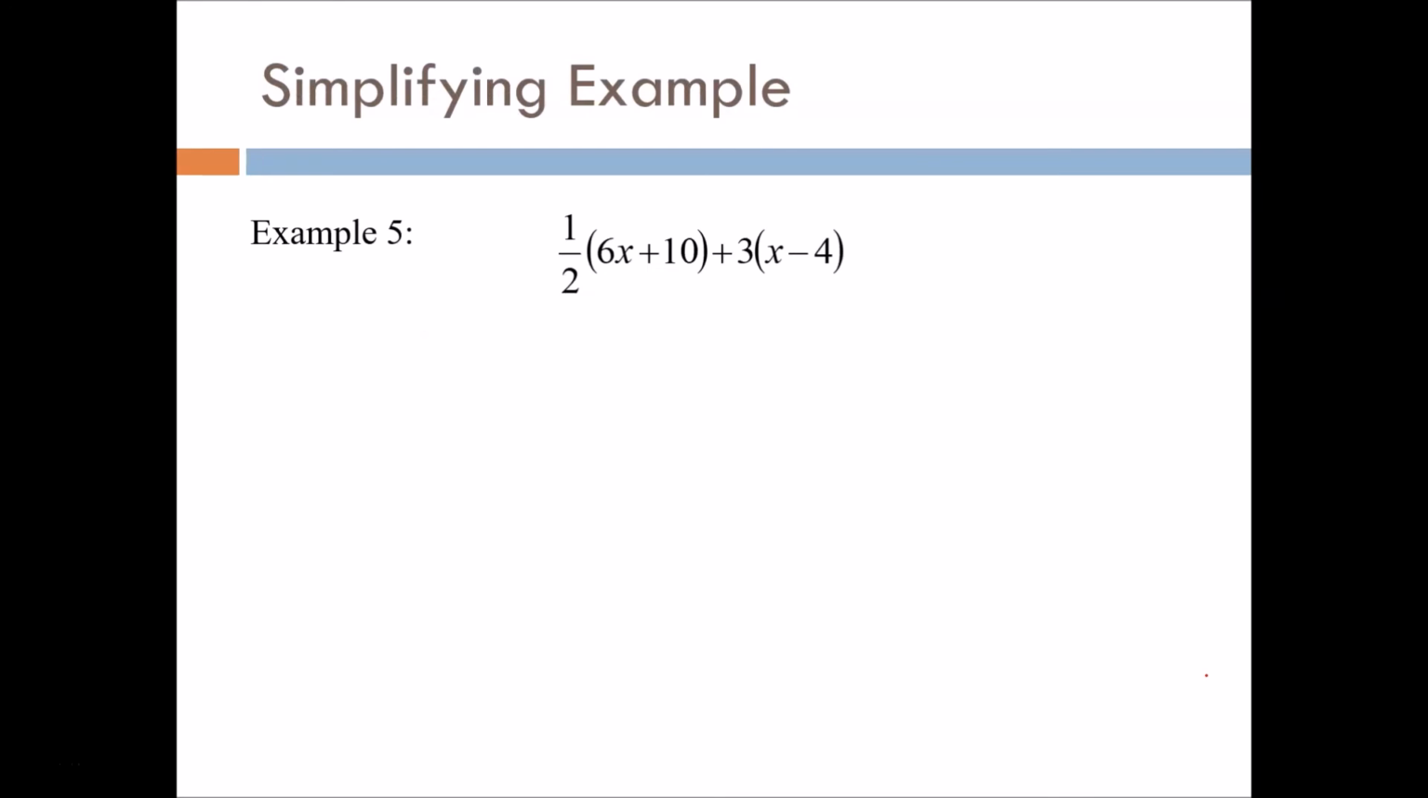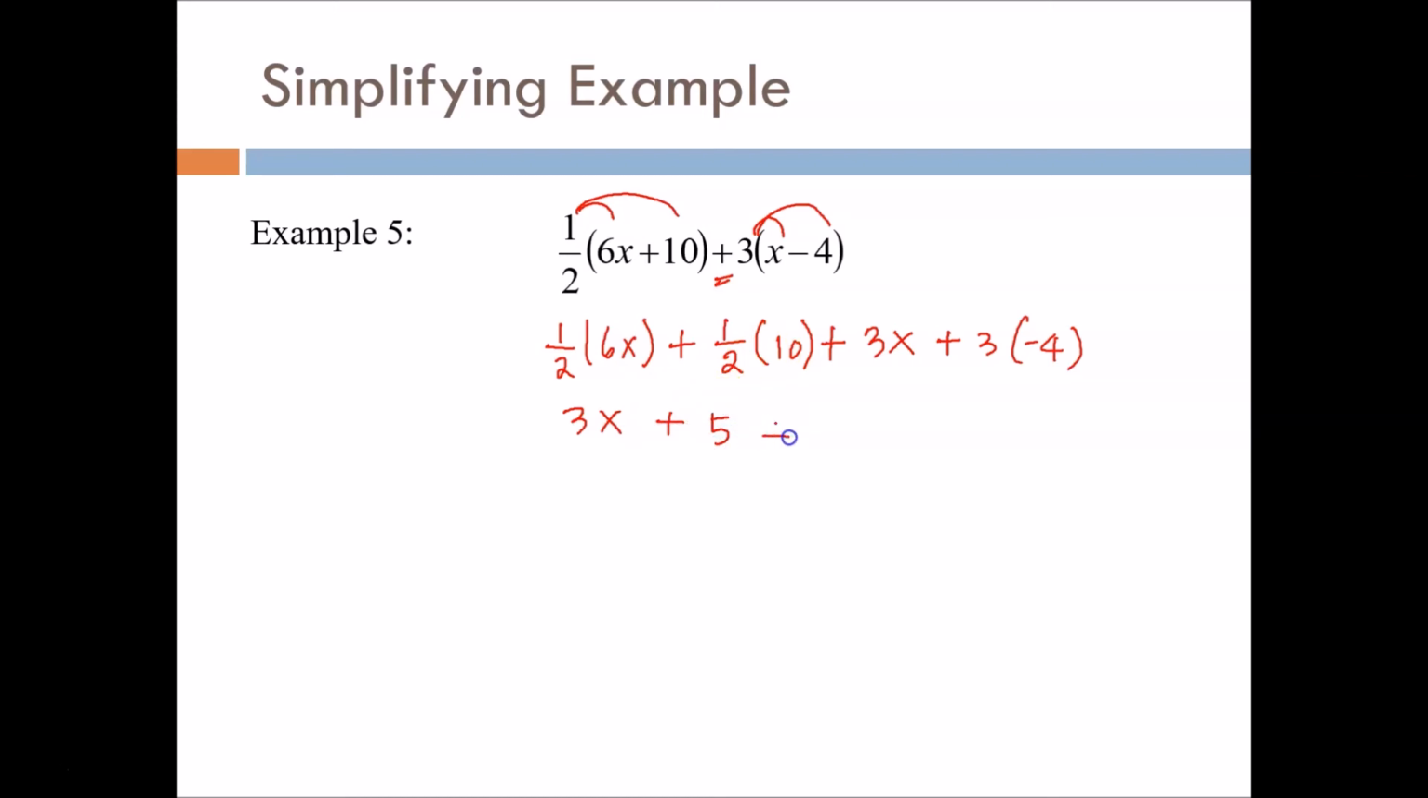How about if the coefficient is a fraction? Nothing much of a difference. You just go ahead and multiply them. So 1/2 multiplied to 6x, that's 1/2 times 6x, and then multiply 1/2 to 10, plus 1/2 times 10. Copy the operation plus, and then 3 times x is 3x. 3 times negative 4 is negative 12. So simplify, 1/2 of 6 is 3x, plus 1/2 of 10 is 5, plus 3x minus 12. So combine like terms, 3x plus x, this will give us 6x. 5 minus 12 is negative 7.